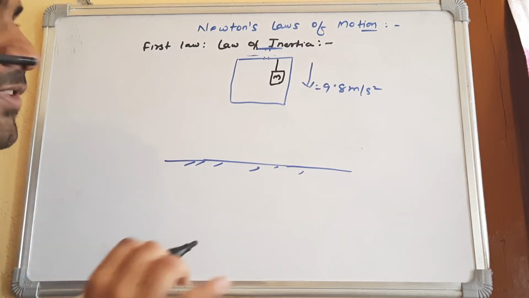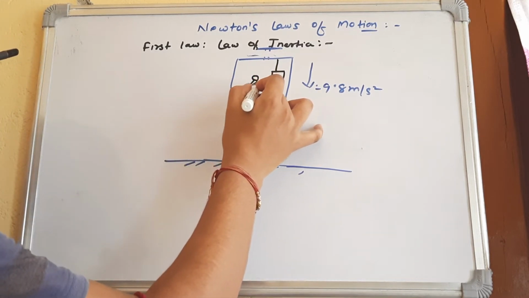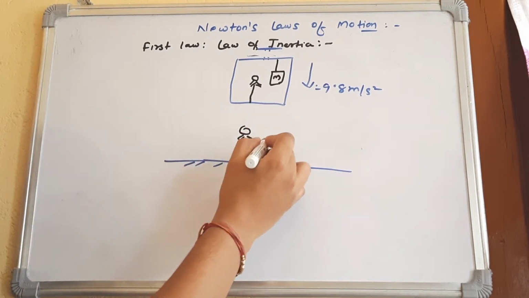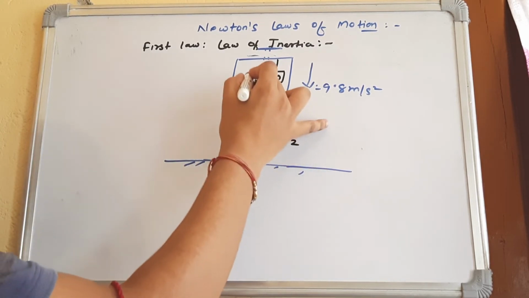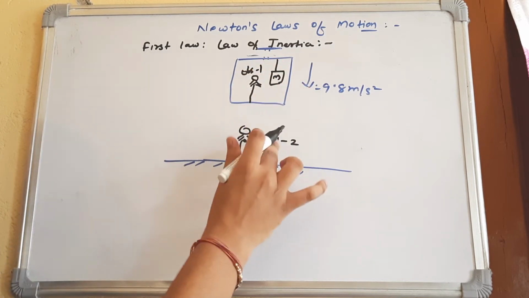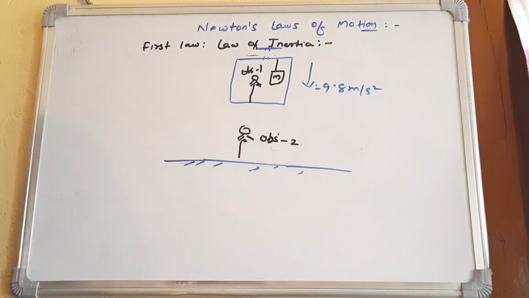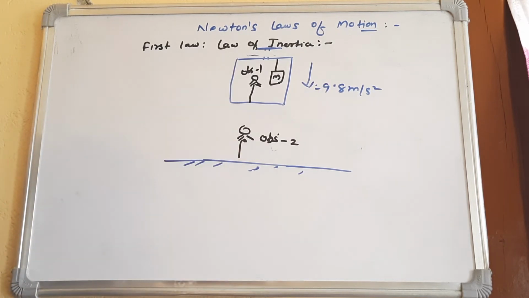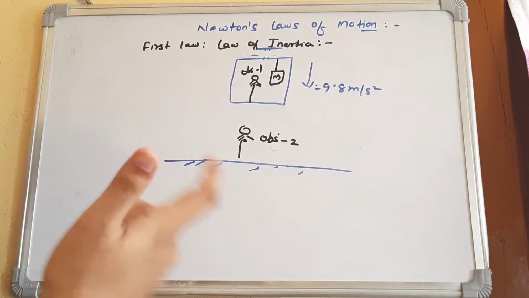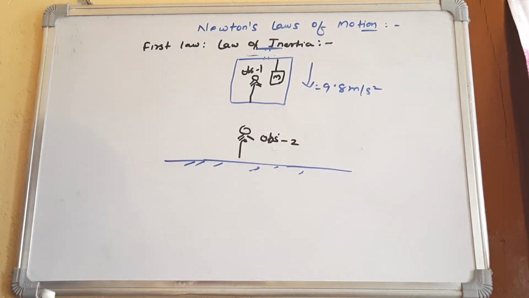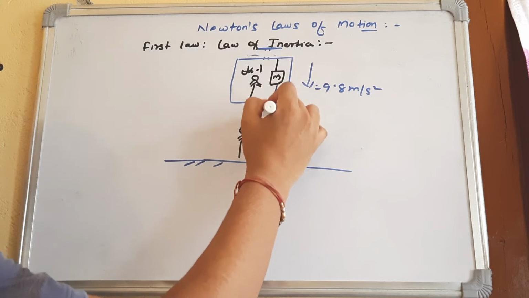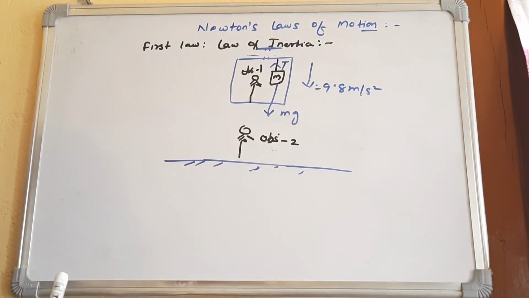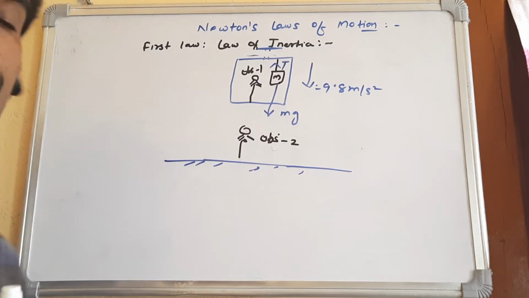And now we have two observers. One observer is standing inside the elevator, and one observer is standing on the ground. So this is observer number 2, and this is observer number 1. Now tell me one thing: what are the forces on this body m? One force is obviously gravity, mg. And one force is the tension, because this is a string. So there are only two forces applying, tension and mg.